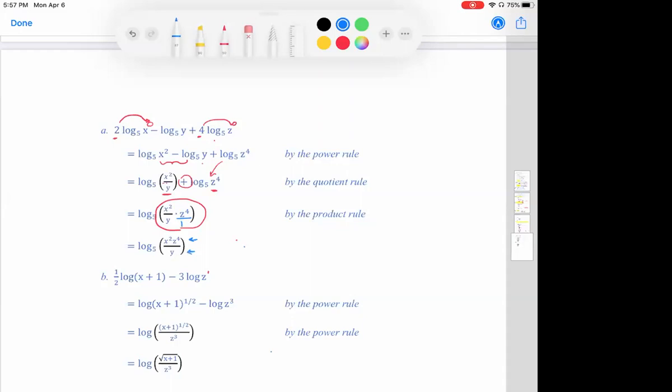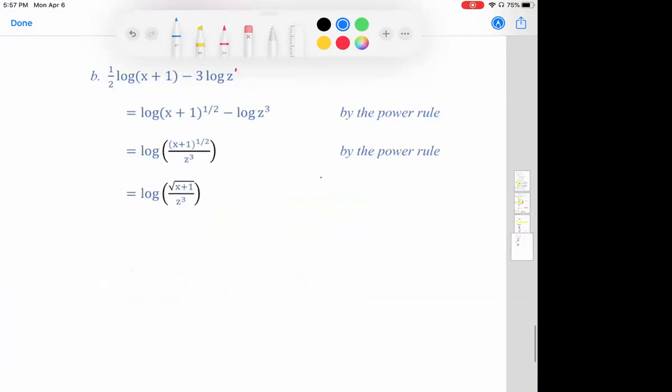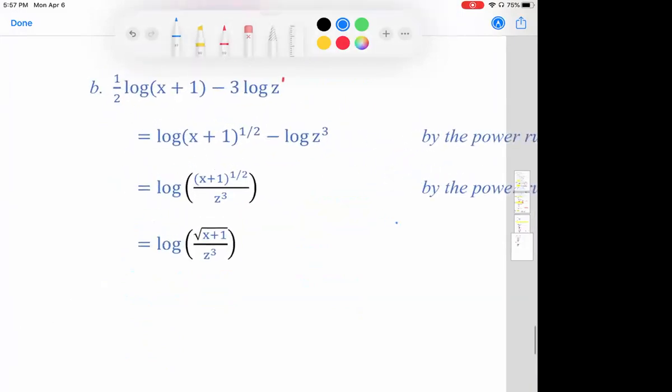All right, I have succeeded and I wrote it using one log. And this is possible because they're the same log and log base. If they don't have the same log base, then I can't do this. So they all have the log base of 5. Taking a look at B. Okay, so I want to condense it using one log.